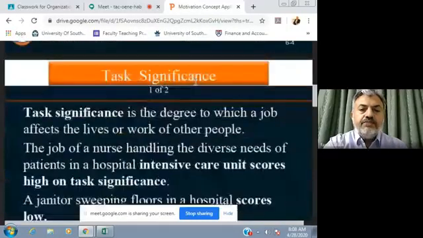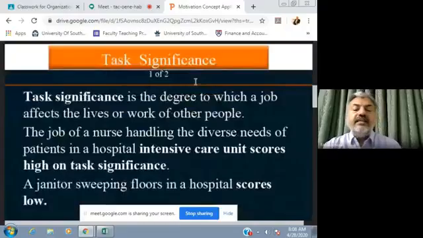And task significance. What is the importance of that task? Task significance is the degree to which a job affects the lives or work of other people. You are doing a task, how does it affect the lives of your co-workers? So task significance is the degree to which a job affects the lives or work of other people.